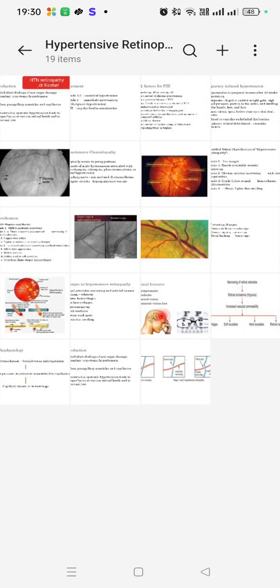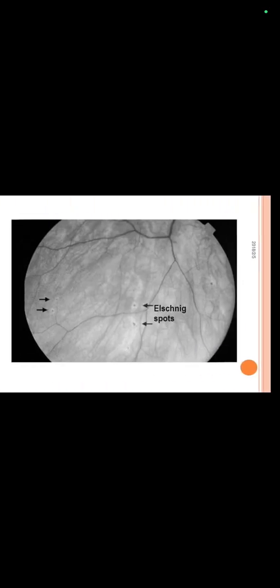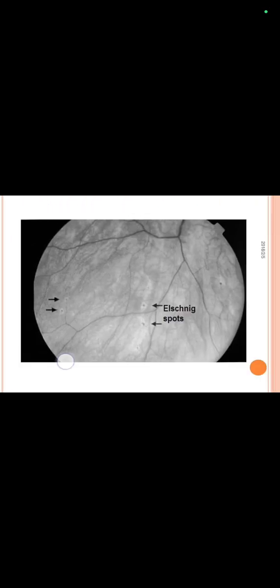Then what is Elschnig spot? These spots are present whenever there is non-perfused choriocapillaris. Then there is Siegrist streak, which is hyperpigmented streaks. This is not important. Just hypertensive retinopathy is important for your UG level. These are the Elschnig spots.